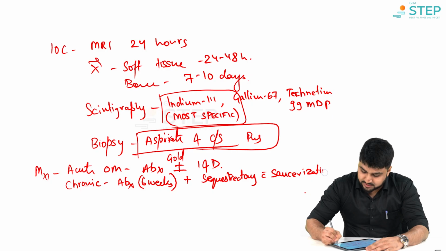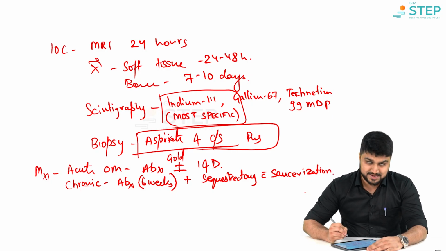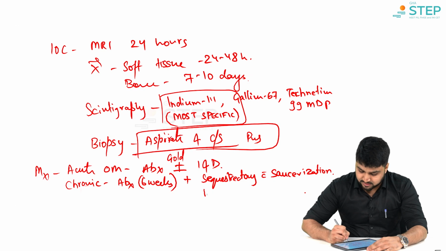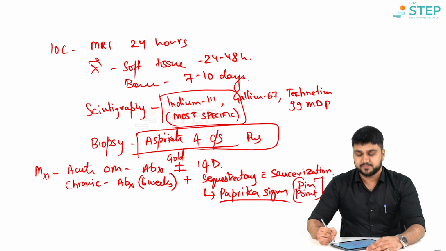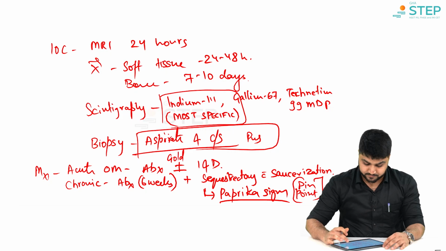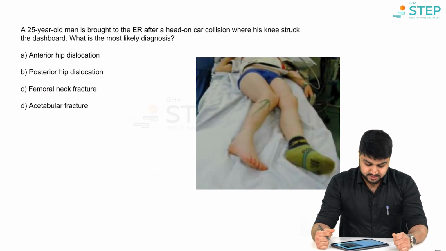and debridement. So, while debriding, to differentiate between healthy and the unhealthy bone, we have something called as the paprika sign, which is the pinpoint bleeding, signifying good healthy bone. Alright, so this is the next concept.